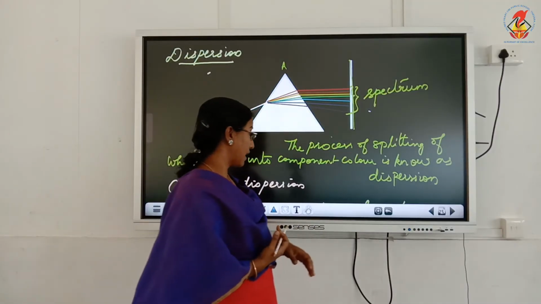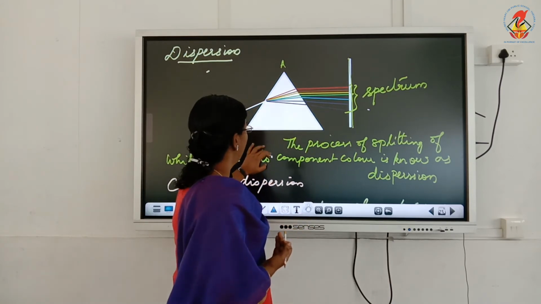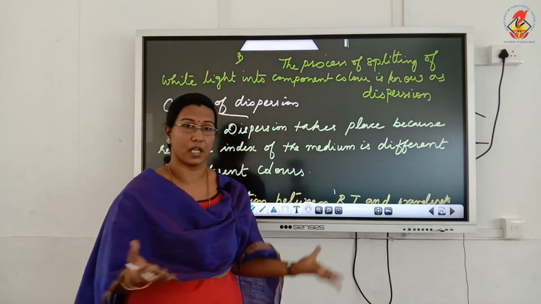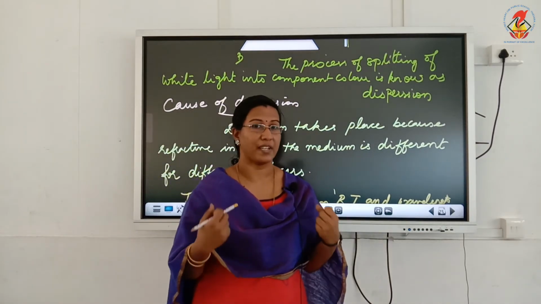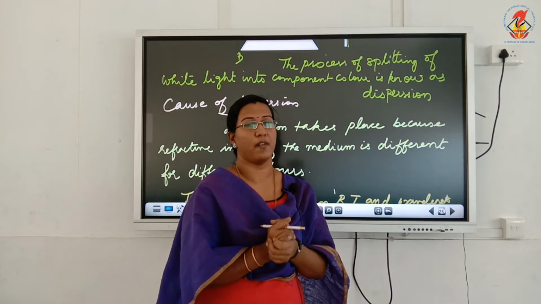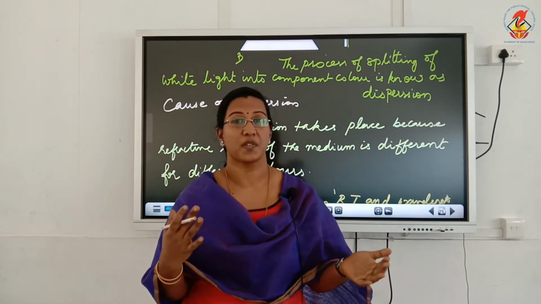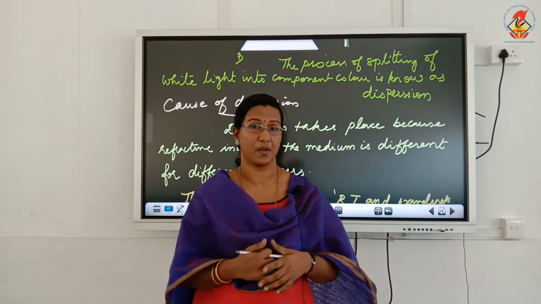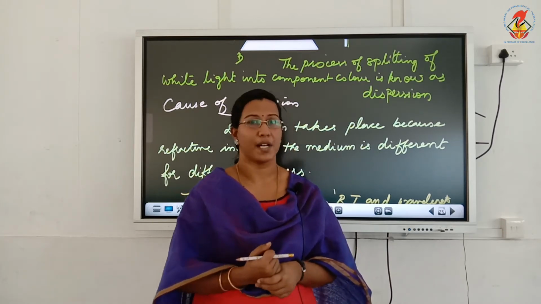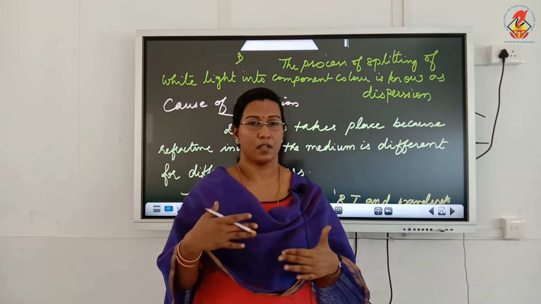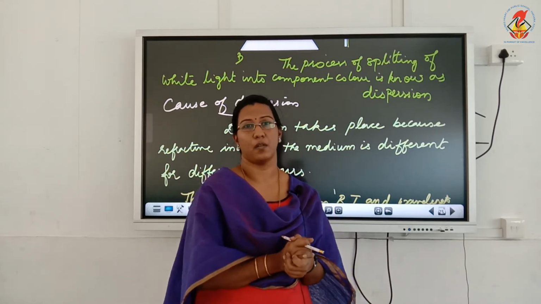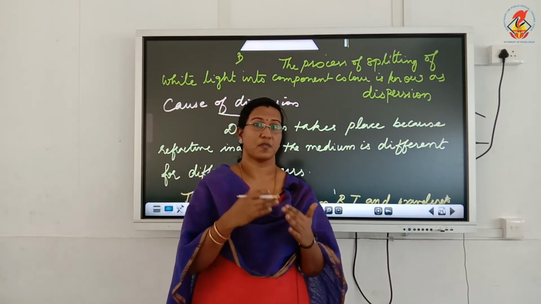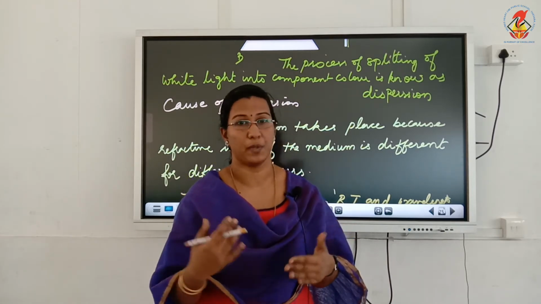Now what creates dispersion? We know white light is made up of 7 colors. So each color will have its own wavelength. The range of wavelength of visible light is from 400 to 700 nanometer, in which violet has the least wavelength of approximately 400 nanometer, and red light has a wavelength range from 680 to 720 nanometer.